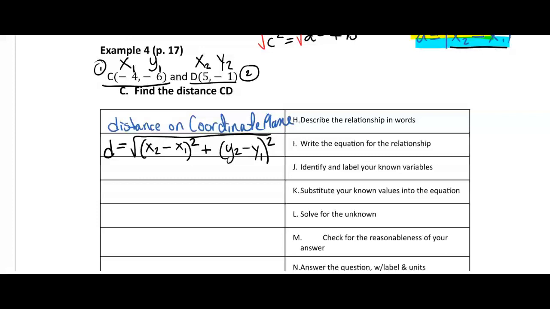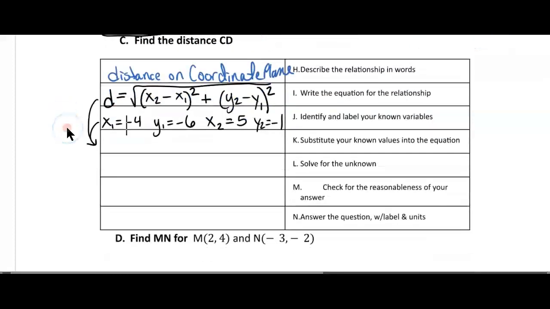So now I can list these out here. X sub 1 is -4. Y sub 1 is -6. X sub 2 is 5. And y sub 2 is -1. Those are all of my coordinates. And now I can combine these two steps in order to find a specific formula for this situation.